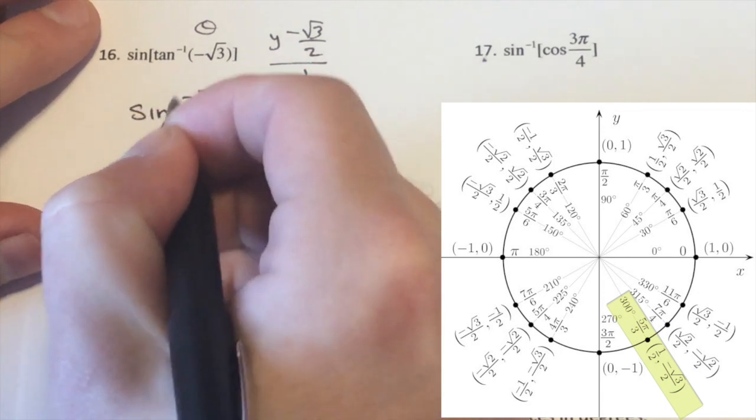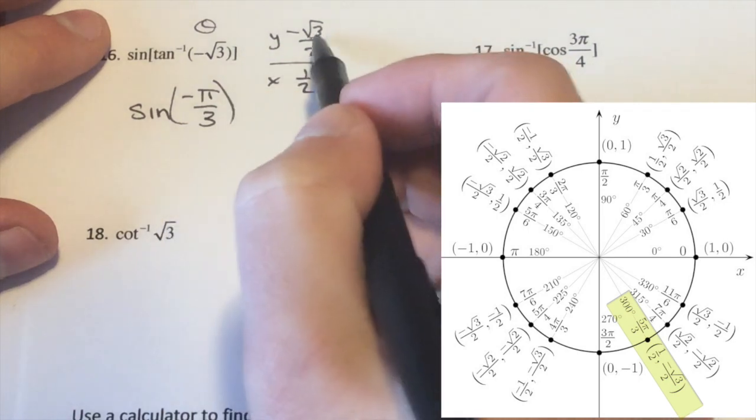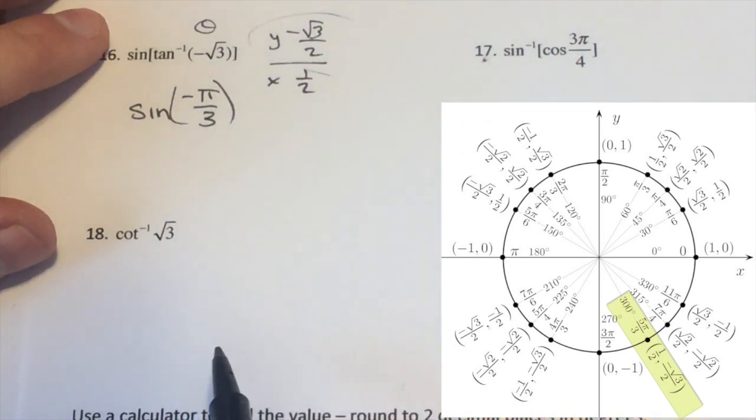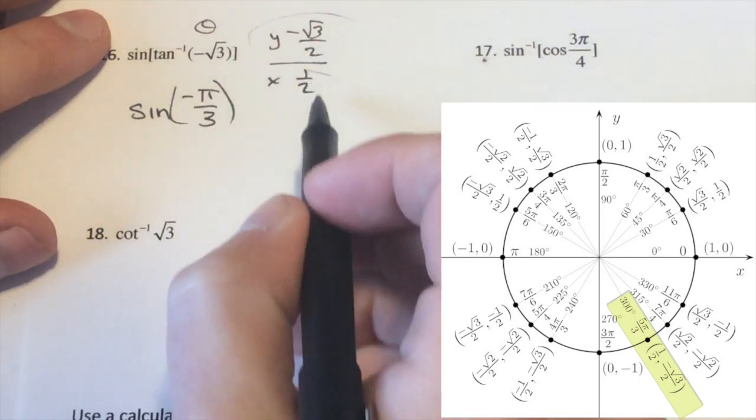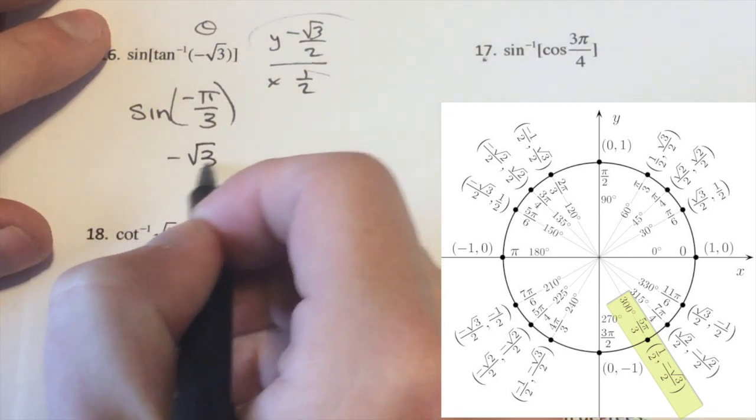So I'm asking you, what is the sine of negative pi over 3? Well, we kind of already know that just based off of the piece. So the sine of negative pi over 3, or we can look at our unit circle, we get negative root 3 over 2.